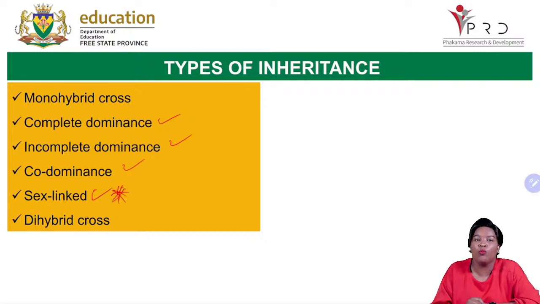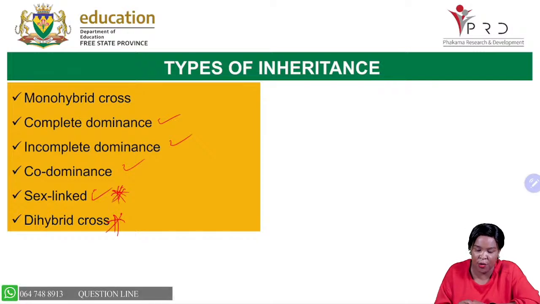This is where you mostly make mistakes in the exam, because you think all genetic crosses are sex-linked. We will look at those that are sex-linked. Then a dihybrid cross, where mostly you are asked to interpret the question.